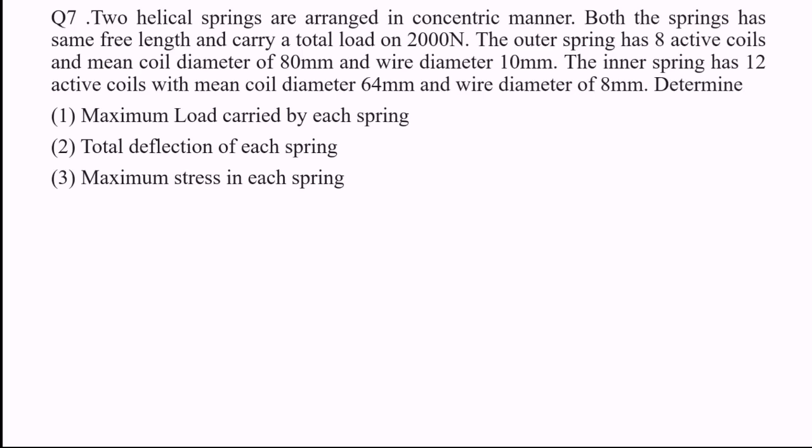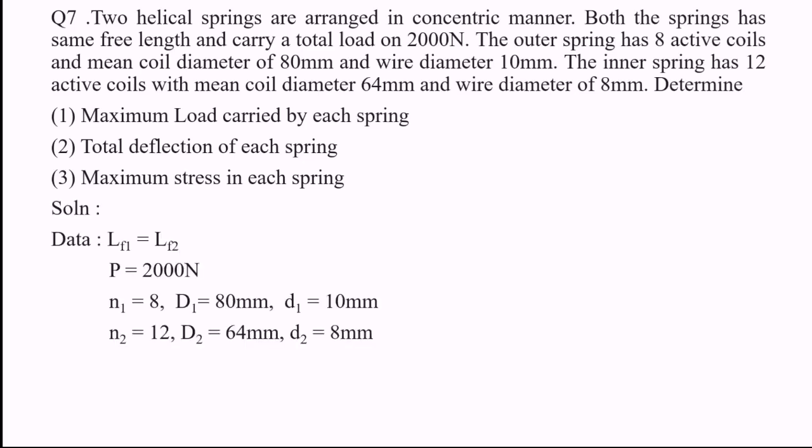Before starting the solution, let us see the data given. It is given that the free length of spring 1 is equal to the free length of spring 2. The total load acting on the springs is 2000 newtons, and there are some terminologies which are already given with respect to each spring. Let us start with the solution.